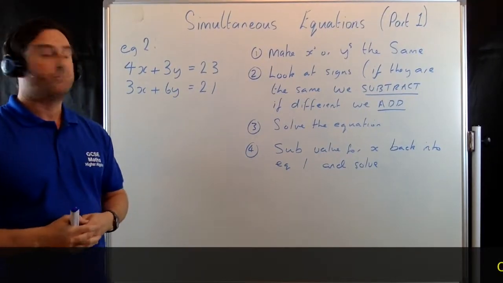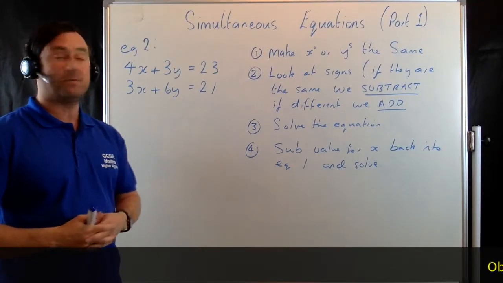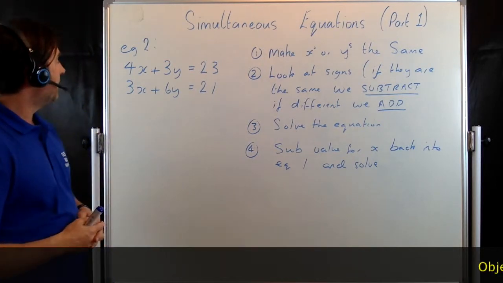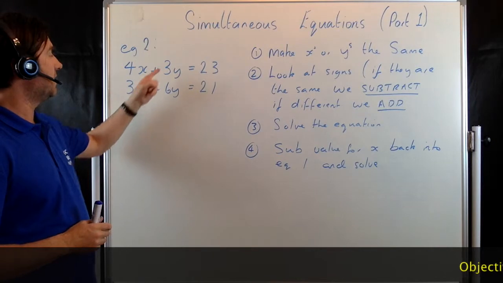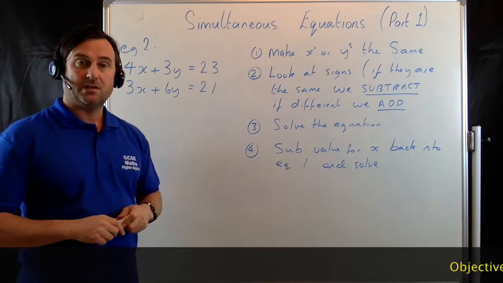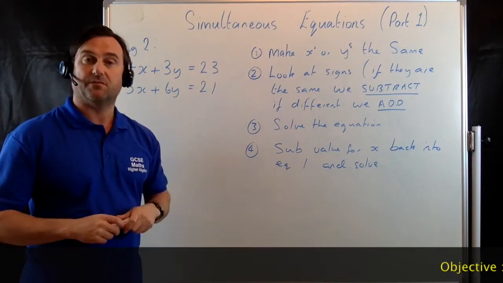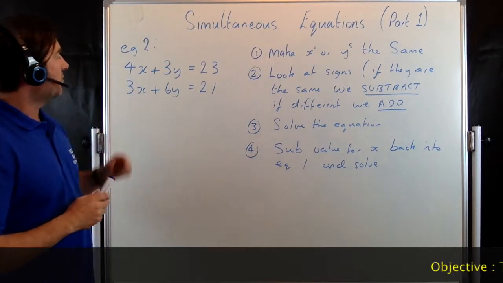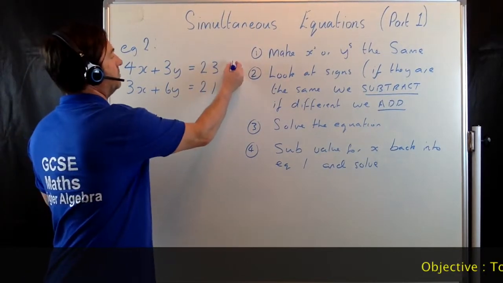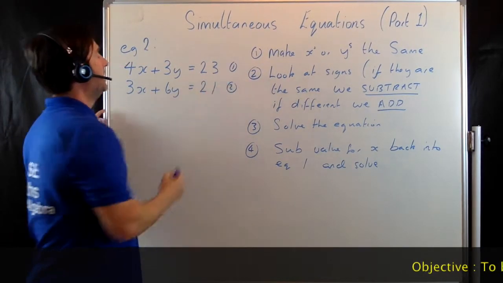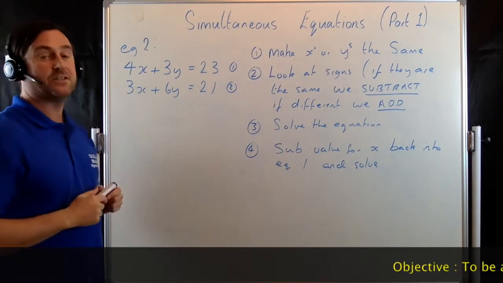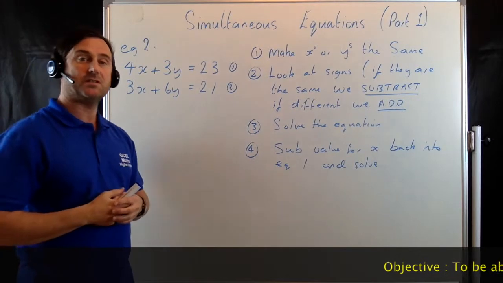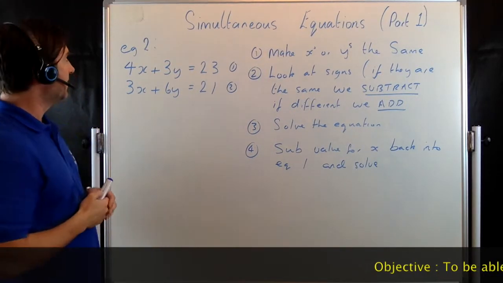Example 2 now. This one is a little bit more difficult. If we have a look, we now can see that the x's are not the same and the y's are not the same. So this time we actually have to do something for part 1. Look at the equations. Label this 1 and 2. Look at the equations 1 and 2 and see what is easiest to make the same. Is it easier to make the y's the same or the x's the same?